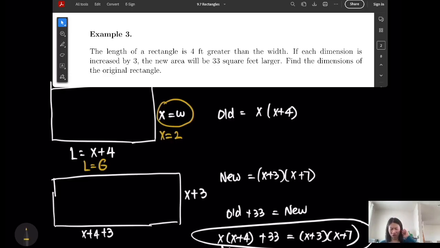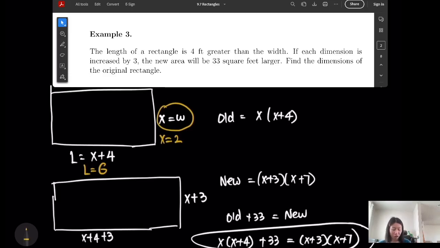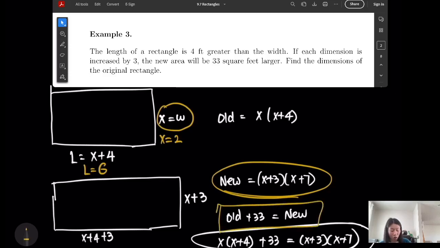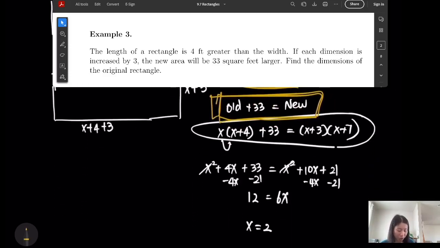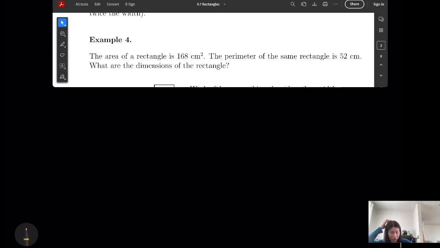Again, to solve this geometry problem, what you want to do is make a circle and figure out, hey, what's the relationship? The area is the length times the width, and the relationship is the old area is 13 square feet less than the new area. So that means the old area plus 13 is equal to the new area. That's our setting. And then once you figure it out, you simplify it, and merge the like terms, you will be able to solve for the variable x. Okay, let's do another example.